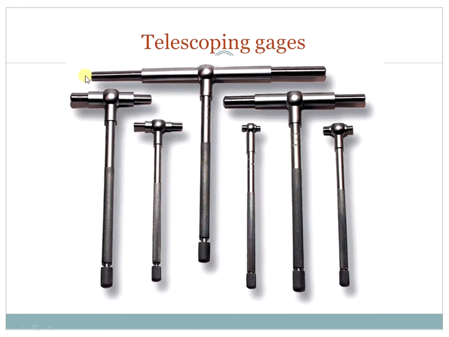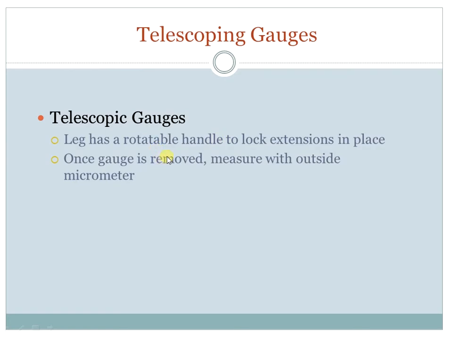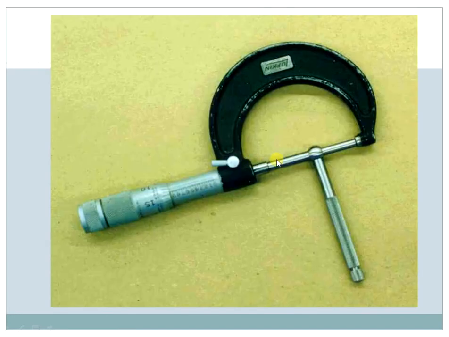So in this bigger T-type telescopic gauge, we have a lock over here. If we press this inside a cylinder, we can set the value and lock it. Then we have one value; just hold it inside a micrometer and we'll get the exact dimension of the internal part. The telescopic gauge has a leg, which is a rotatable handle to lock the extension in place, and once the gauge is removed, measure with the outside micrometer. So it's a telescopic gauge.